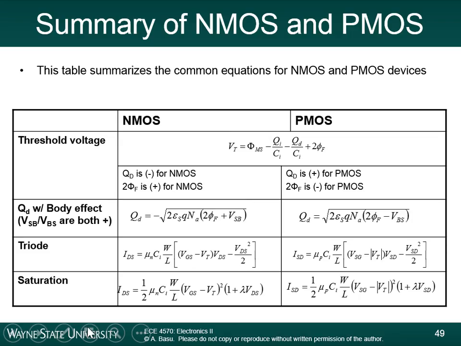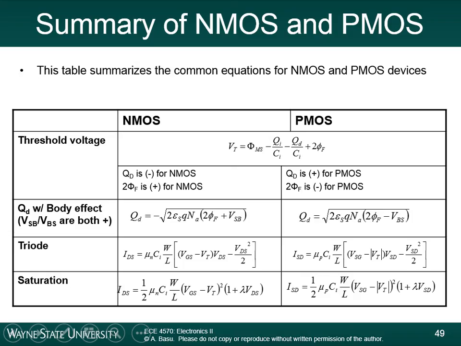If you include the body effect, these are the formulas for the body effect. For an NMOS device, that 2 phi f becomes 2 phi f plus the source to body voltage. For a PMOS device, it becomes 2 phi f minus the body to source voltage.